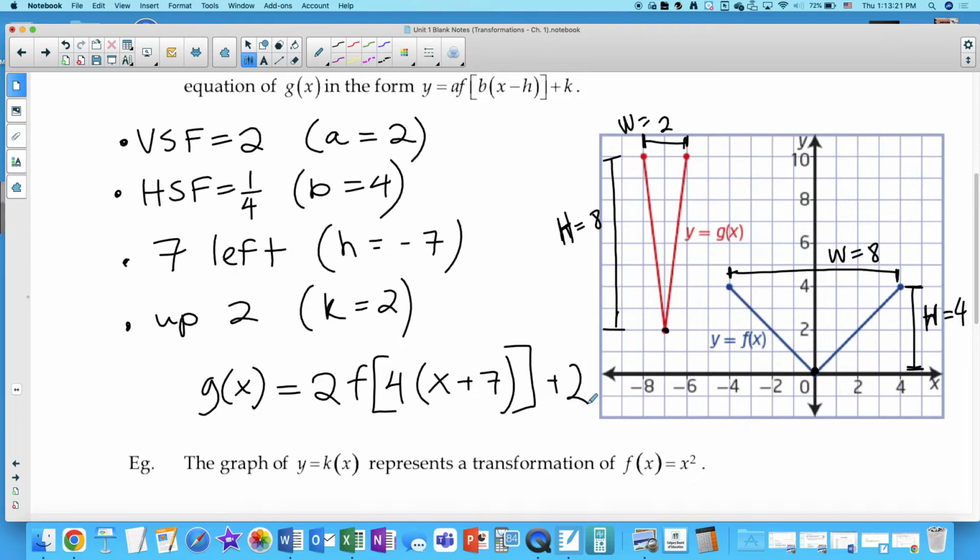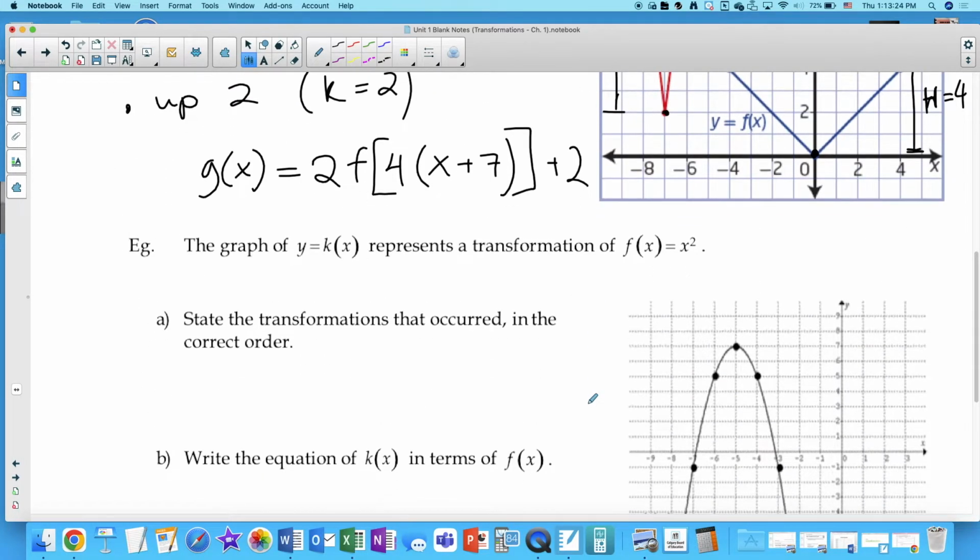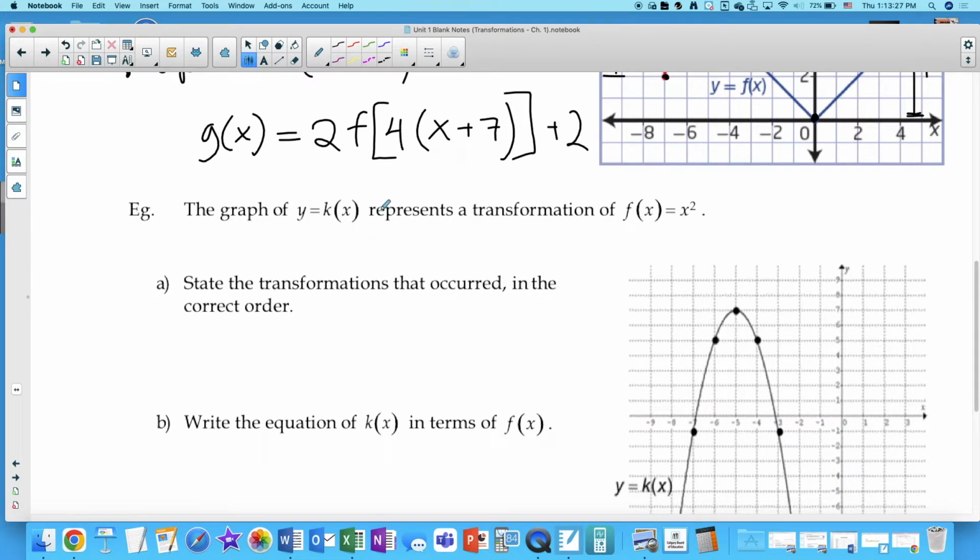Okay, the graph y equals k of x represents a transformation of f of x equals x squared. So we can see this is a quadratic function, and f of x is y equals x squared. That's the original. That's not given to us. So you are expected to know what that looks like and what the key points would be. That basic quadratic function comes up all the time, so you're going to see it over and over again.